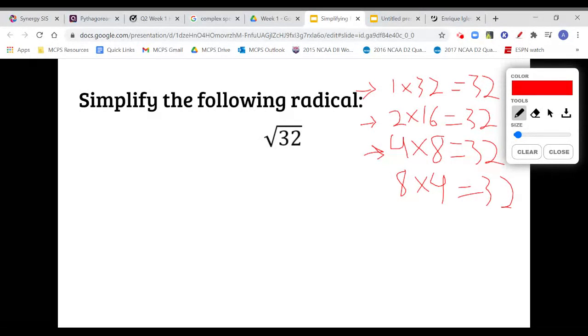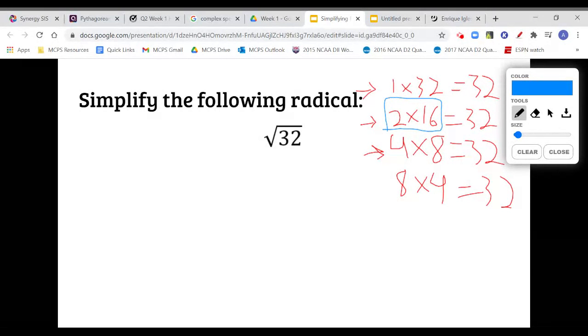When we are simplifying a radical, basically what we want to do is break it into 2 factors where one of them is a perfect square. And you'd like to do it with the biggest perfect square possible. So in this case, the set of factors with the biggest perfect square is 2 times 16. And that's because 16 is 4 squared.